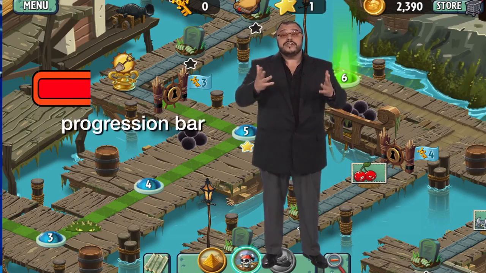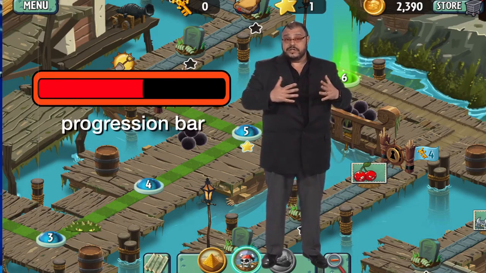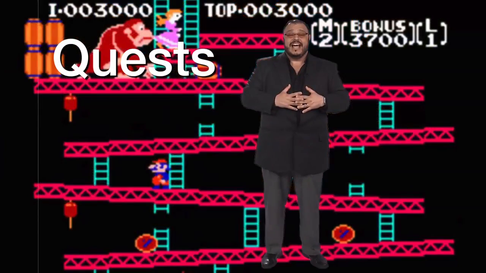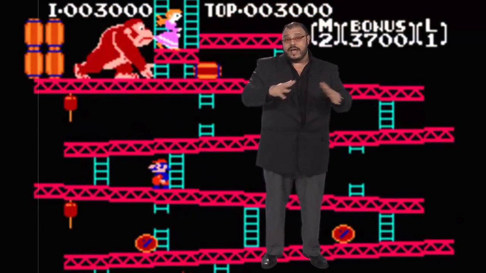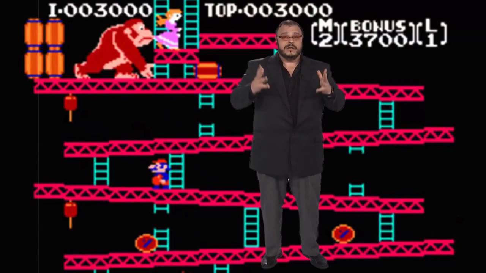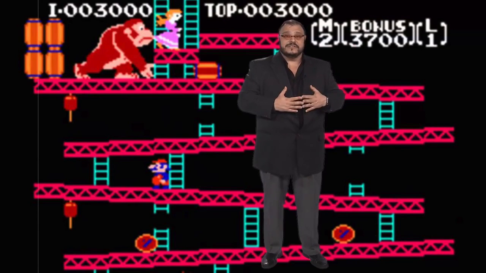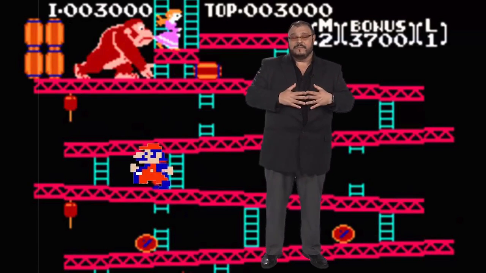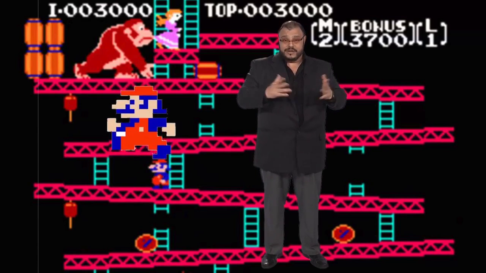There's also the progression bar, which is an indicator of one's achievement toward an end, or a mission, or a quest. Speaking of which, there are quests, like Donkey Kong. If you remember Donkey Kong, it was a video game. The quest was to free Pauline from the big gorilla named Donkey Kong by jumping over barrels and other obstacles. It was the first appearance of the character everyone knows today as Mario. Incidentally, Mario was originally named Jumpman because that's what he did. He jumped over barrels.